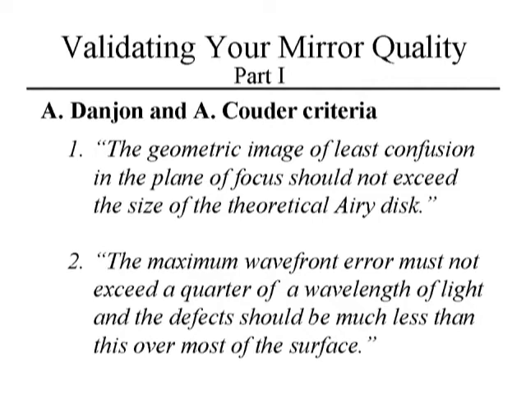But we've got two conditions to this criteria, and that is that the geometric image of least confusion in the plane of focus must not exceed the size of the theoretical Airy disk. So what is the circle of least confusion, and what do we mean by this criteria?